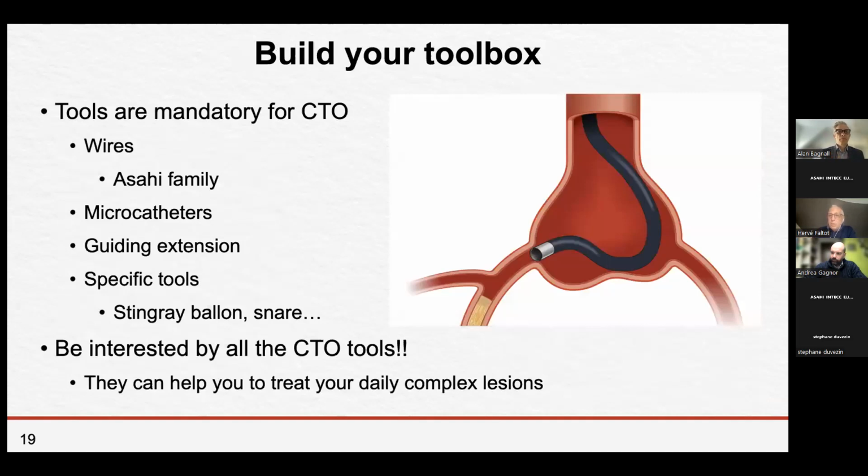Build your toolbox. It's very important. If you have no tools, it's not possible to achieve your CTO. You need tools. Tools are mandatory. Wires, and we are going to talk about that during this webinar. And of course, Asahi family wires, which is very, very important in our cath lab. Microcatheters, guiding, etc. A lot of specific tools you need for your CTO.